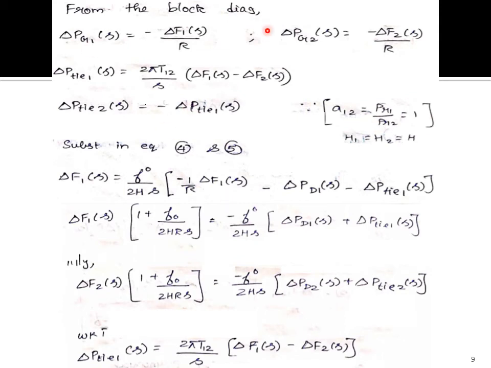Now substitute all these values obtained from the block diagram in the del F1 of S and del F2 of S. When you substitute, your expression will be coming like this, these two equations. Okay, now we have obtained our del F1 of S and del F2 of S. So substitute these two equations in del P tie line equation. So this is how your equation will be after substituting. It is just a simplification and a cross multiplication.